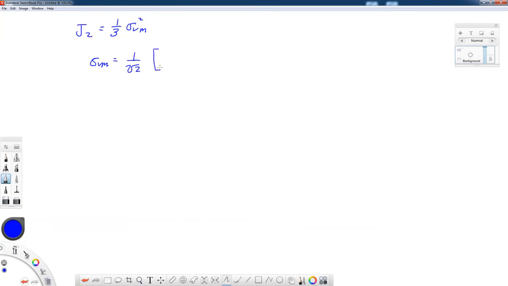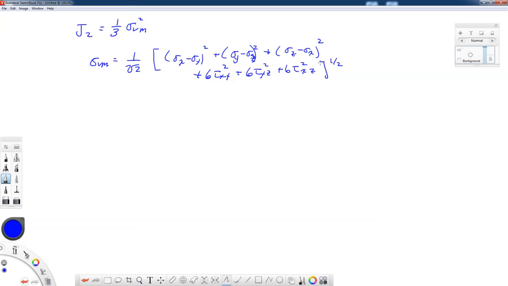1 over the square root of 2. If we want to do it in terms of x, y, z coordinates: sigma x minus sigma y, quantity squared, sigma y minus sigma z, quantity squared, sigma z minus sigma x, quantity squared, plus 6 times each of the shearing stresses squared, all added together with the square root and then divided by the square root of 2.